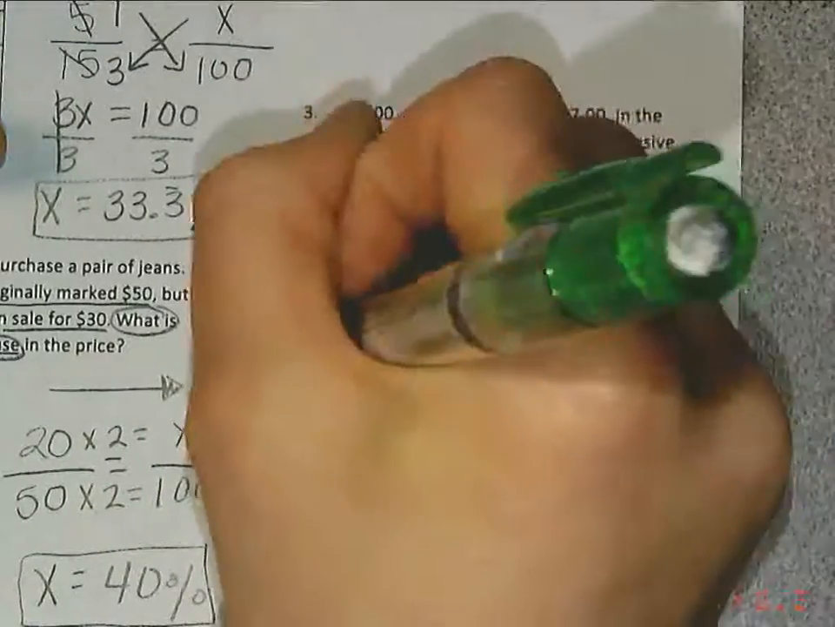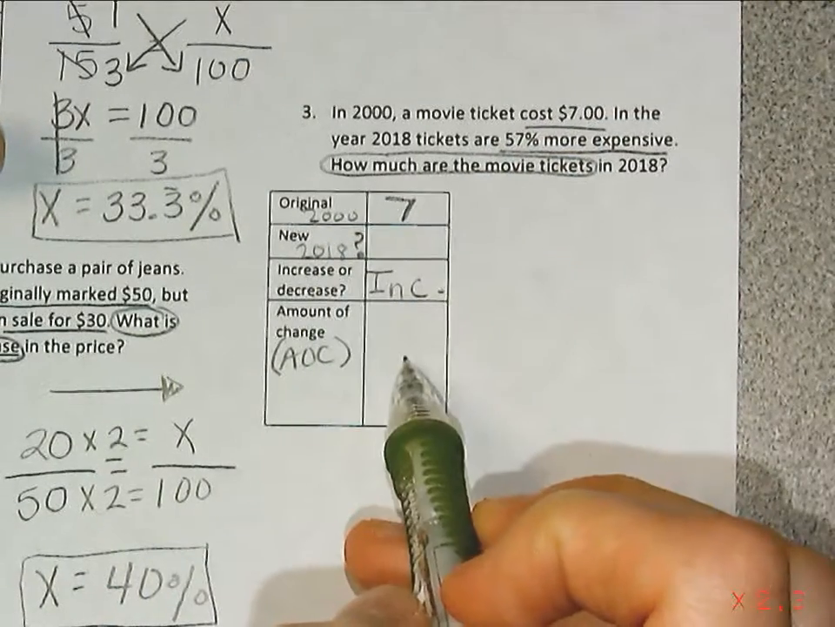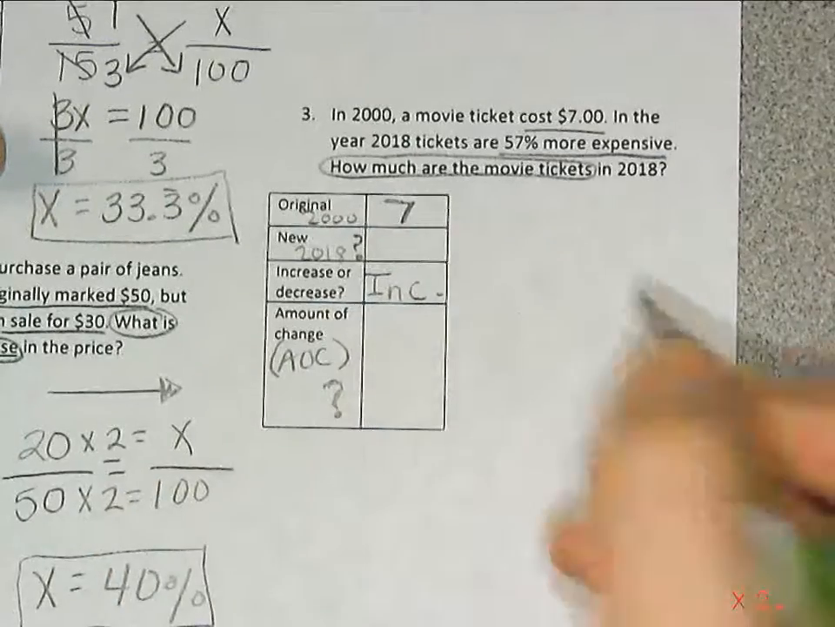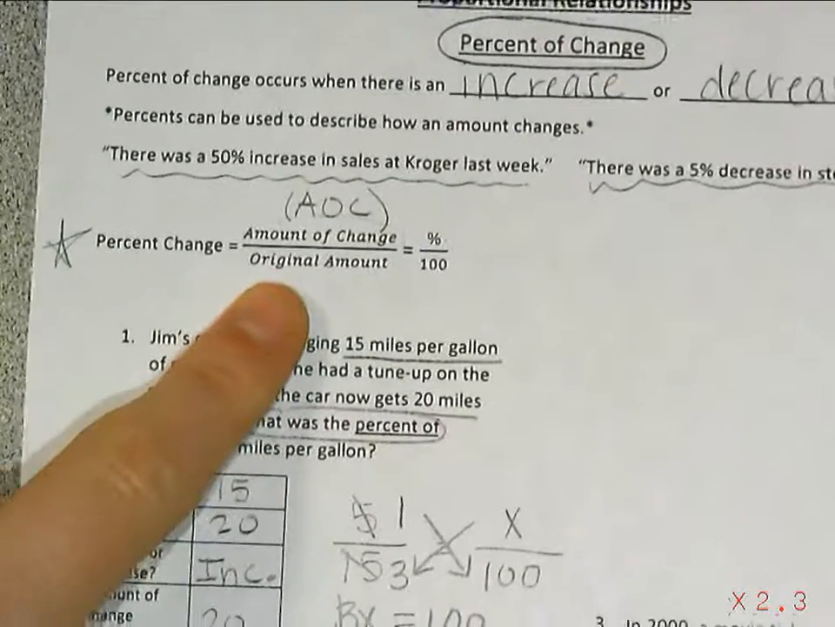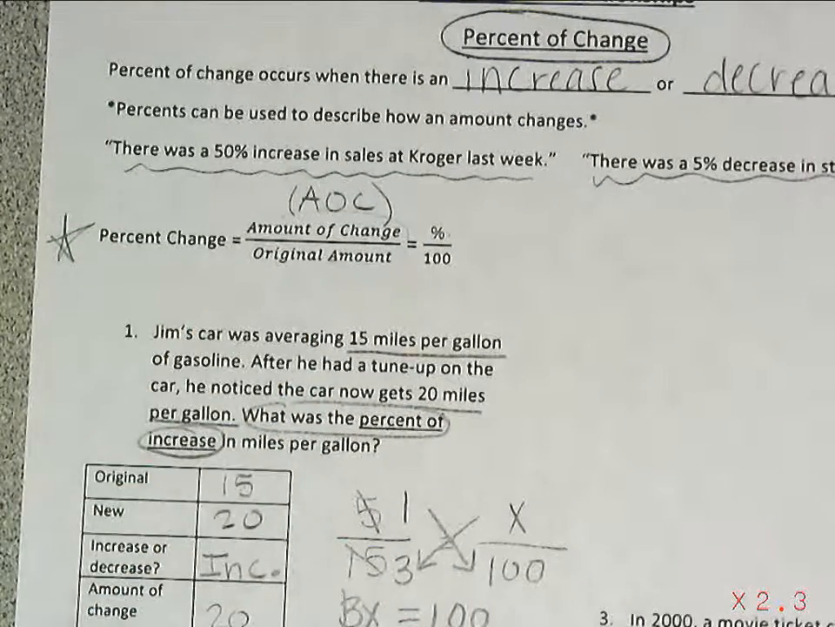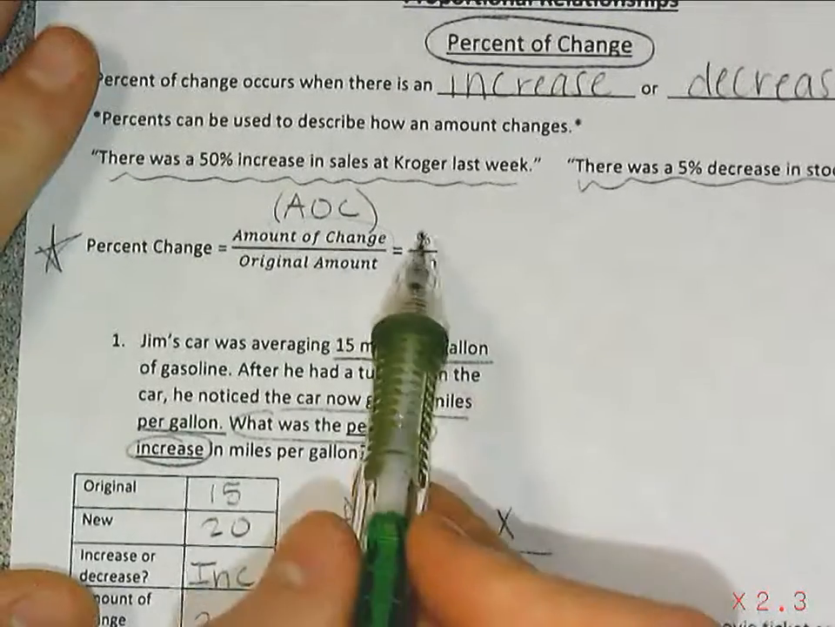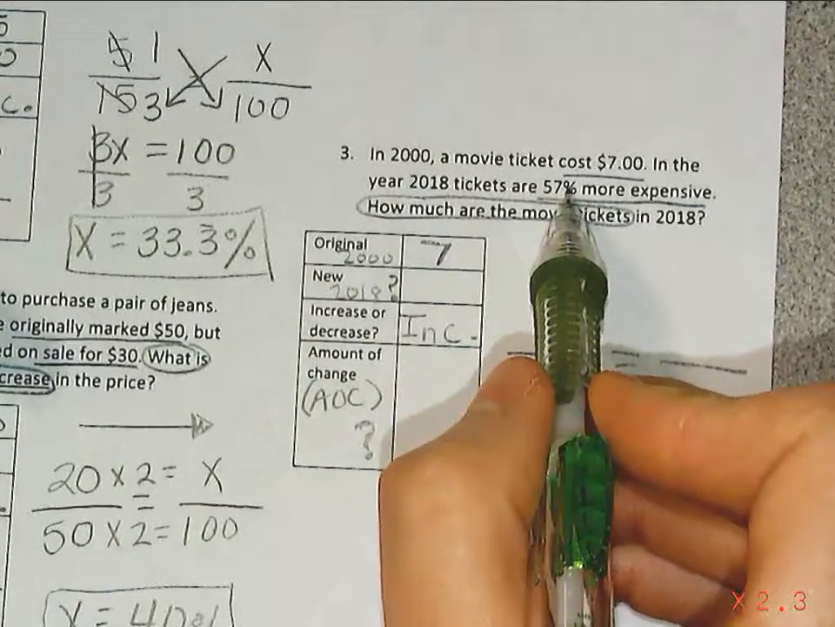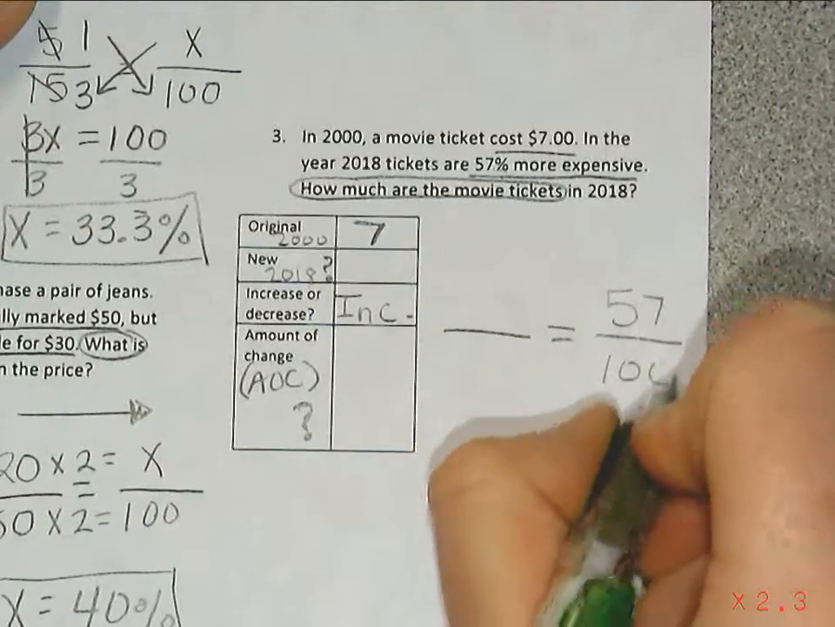My amount of change, my AOC. Well, if I don't know my new amount, I can't figure out my amount of change. So I don't know this either. Let's get our proportion ready to go. We're following this still because I had an increase in the ticket amounts. So my percent over 100, it was 57% more expensive. Percents, they always go over 100. So 57% will go over 100. Okay?